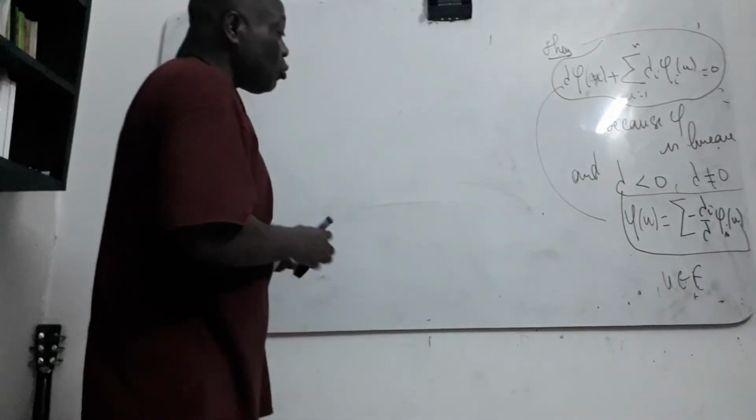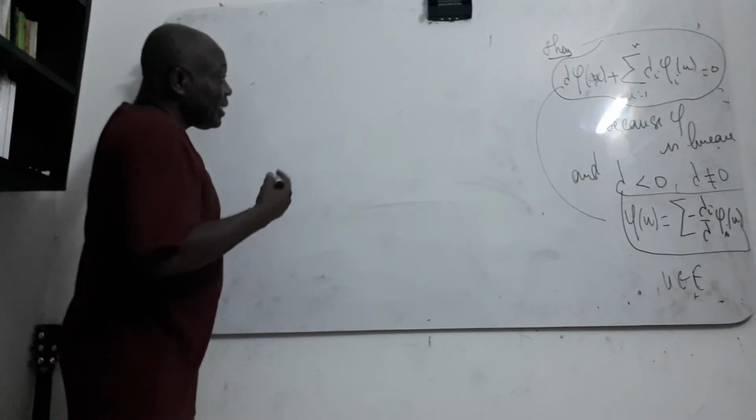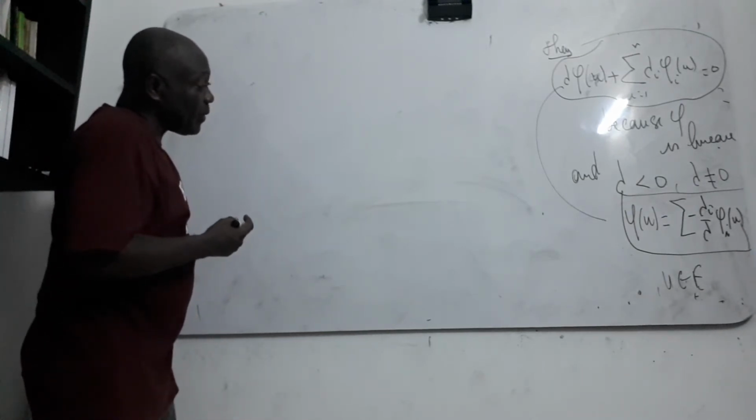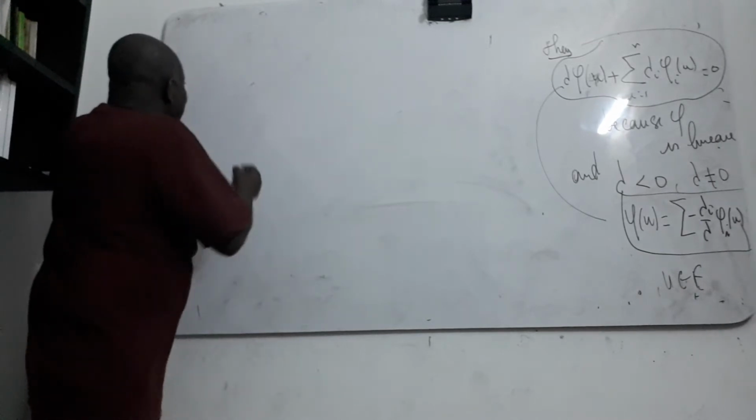The theorem you have to prove is that there exists phi such that you have this kind of function. You will have to prove this kind of function. Okay. Phi is continuous.